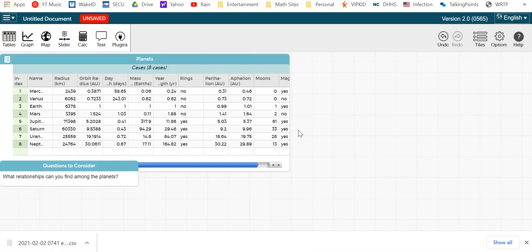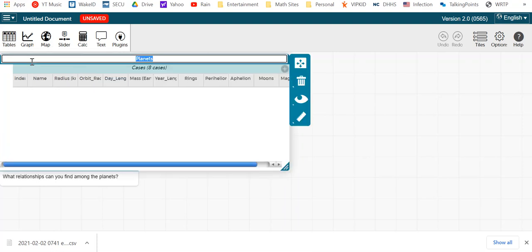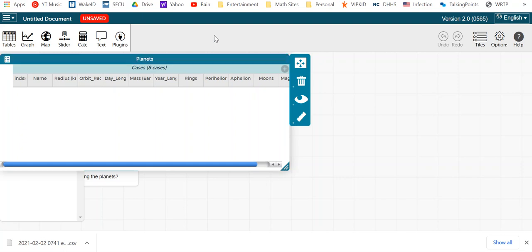So we could, let's switch to the case card view. Whoops, I didn't want to do that. I don't know what I just did.